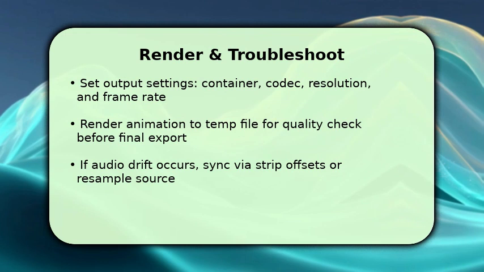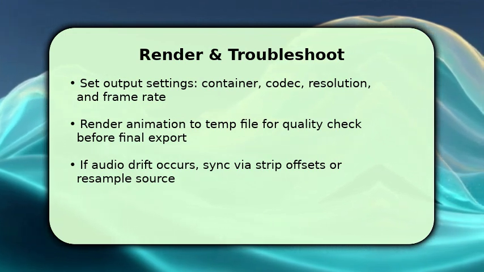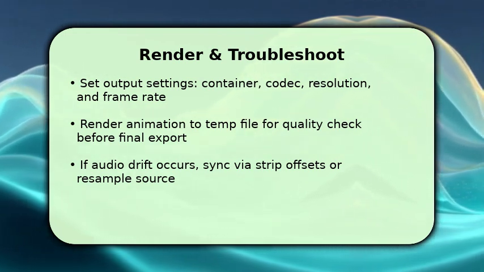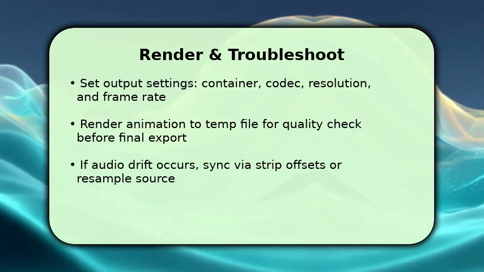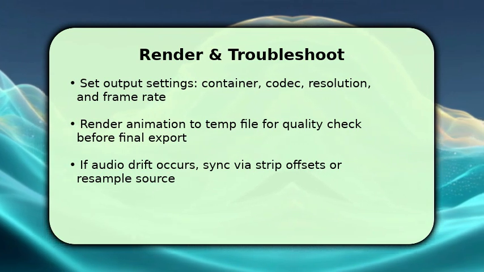If audio drift or missync appears, realign audio strips with precise offsets or re-encode audio to match frame rate. This corrects timing issues. A key troubleshooting tip: clear cache and reopen Blender if playback stutters.